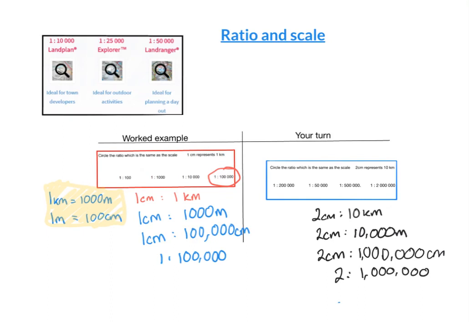And then I can simplify that because I've got a 2 here, and I can divide them both by 2, so I end up with 1 is equivalent to 500,000. So that would be this answer here.